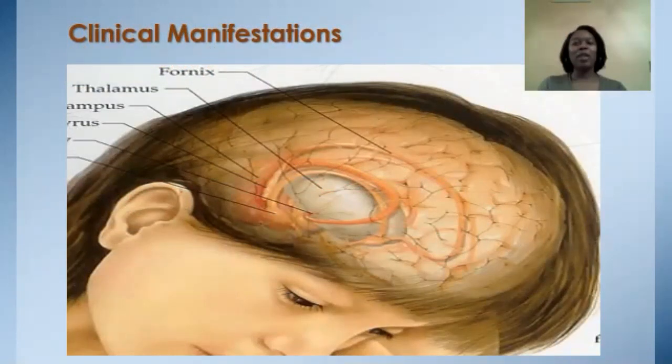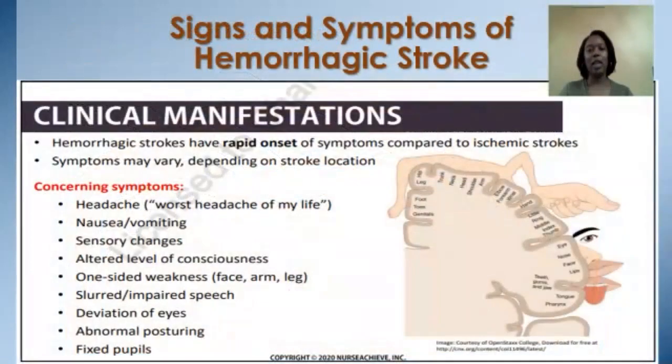Now that we have a basic understanding of the disease process of a CVA, and we have reviewed the causative factors and the significance of a CVA and the variety of categories that fall under this diagnosis, we will move along to clinical manifestations of a CVA. Signs and symptoms of a hemorrhagic stroke.